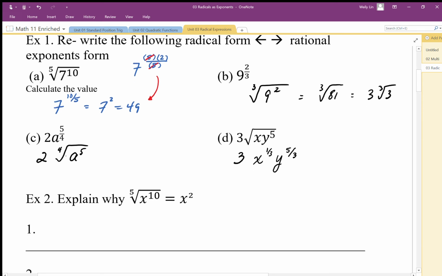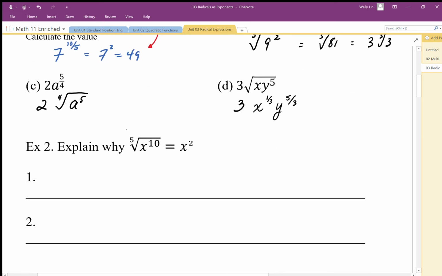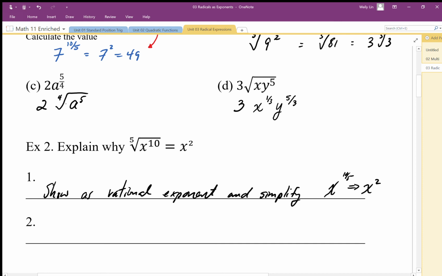All right. So why is it that we can show that the fifth root of x to the power 10 really is x squared? We can show this as a rational exponent and simplify it. I can say that it's equal to x to the power 10 over 5, which then becomes x squared. So that's one way to do it.